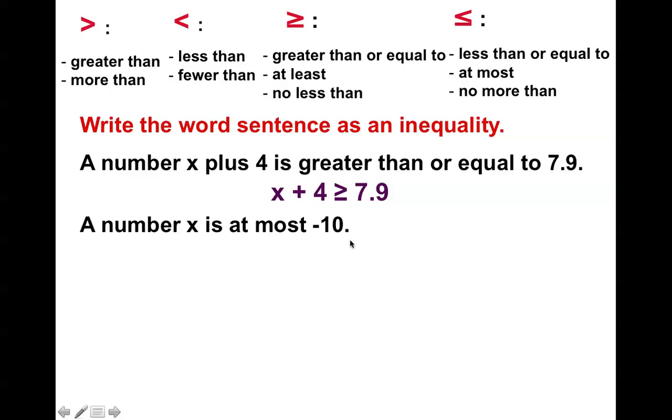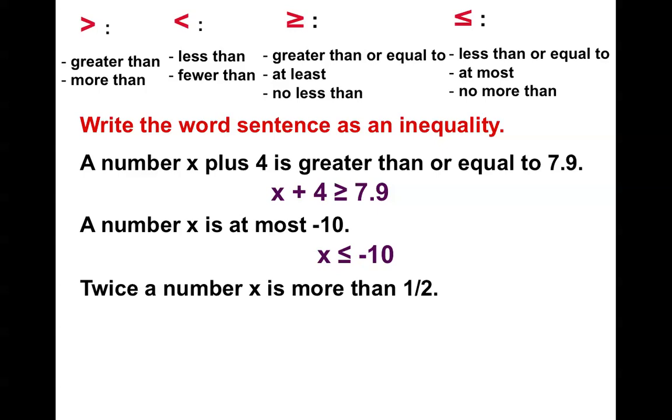What if I had a number x is at most negative 10? Where is at most? There it is. A number x is at most negative 10, right, less than or equal to. Twice a number is more than. Where's more than? There it is, right over here. And you understand, if you have your definitions, it'll be very easy to turn word sentences into mathematical inequalities.